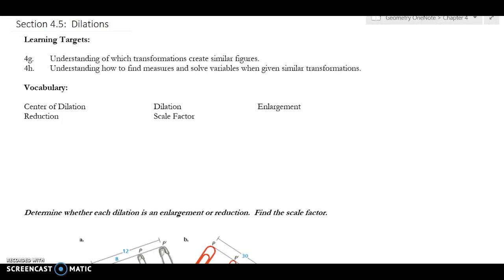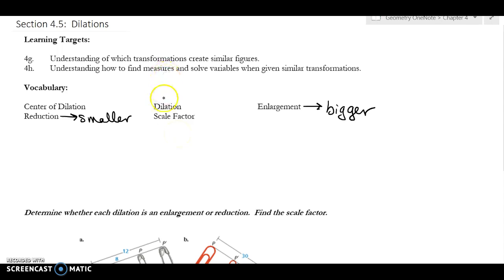All right, so what we're working with today is the last of our types of transformations. We've had rotations, reflections, and translations, and the last type is a dilation. What happens with a dilation is similar to what happens when you go to the eye doctor. They dilate your eyes. And so a dilation is either an enlargement, when it gets bigger, or a reduction, when something gets smaller. So we're either going to blow things up or they're going to get smaller.